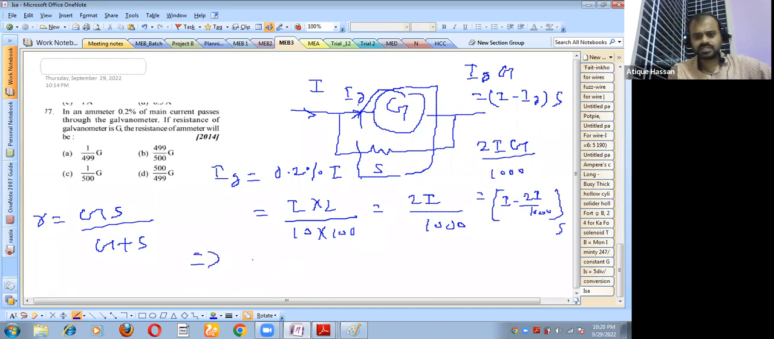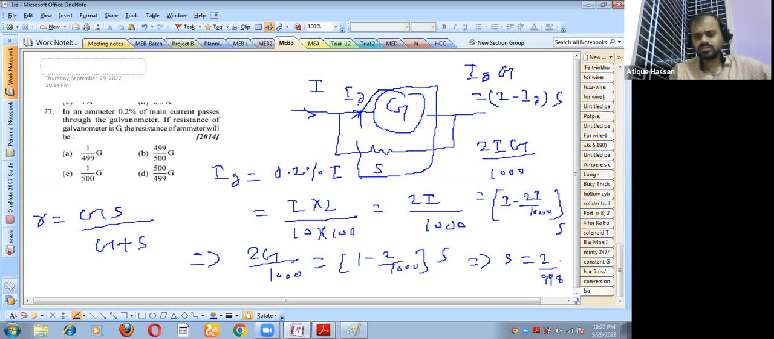So from here we can get the value of the unknown S. So 1000 we can take common. So I will get 2G by 1000. I will be cancelled out. I will get 1 minus 2 by 1000 into S. So from here we can get S. What is S? 1000 and 1000 will be cancelled out. So S will be 2 into 2 by 998, right? So S will be 998 G.